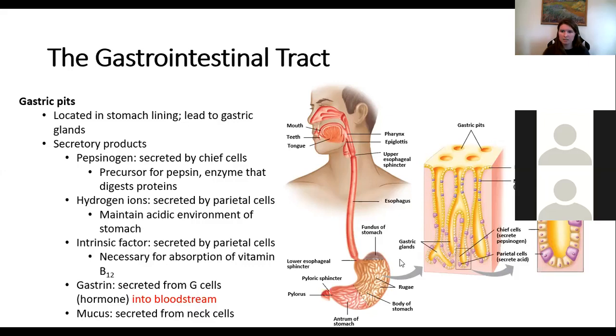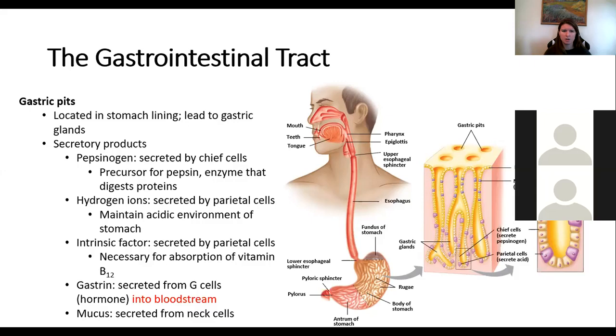Your parietal cells are secreting two things, basically. So your parietal cells are going to be secreting hydrogen ions. Remember that the presence of hydrogen is what makes something acidic. So the fact that your parietal cells are secreting a bunch of hydrogen into the stomach makes that stomach environment super acidic. And that acidity of the stomach actually helps denature proteins and stuff. So it actively helps with the digestive process and breaking stuff down. It also helps kill some bad bacteria.